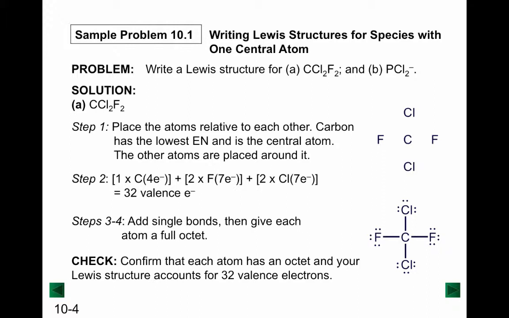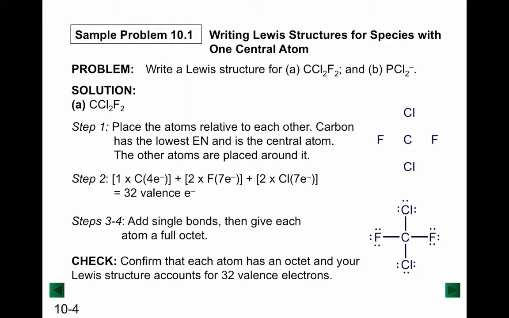Now determine how many valence electrons we have at our disposal. Hopefully you determined that you have 32 valence electrons. Now connect each one of the surrounding atoms to the central atom with a single bond. Since we have used 4 single bonds, we used 8 valence electrons, so we have 24 valence electrons left over.